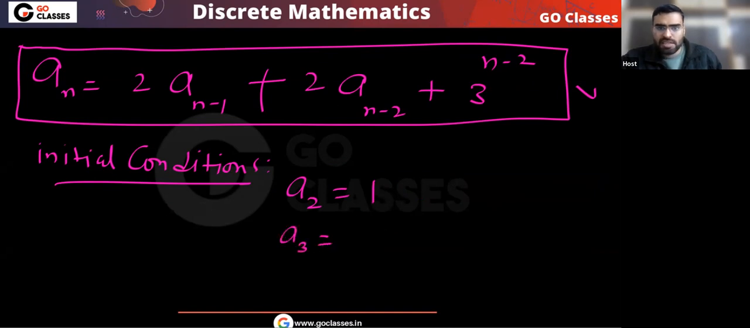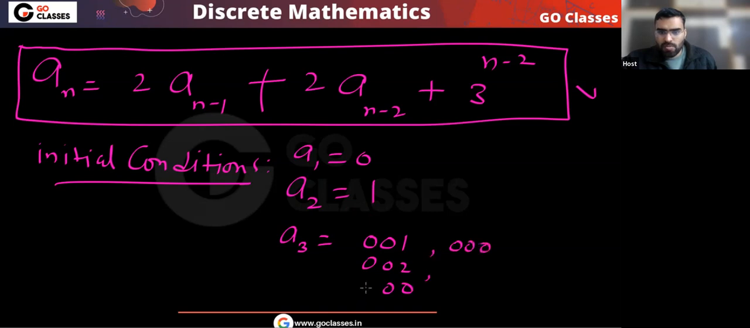And you can find what is A3. Consecutive 0 must be there, so A1 will be 0. You can find A3 also. A3 will be, you must have consecutive 0, so maybe 0, 0, 1, 0, 0, 2, or maybe 0, 0, 0, 0, 0, or 1, 0, 0 or 2, 0, 0. So actually A3 must be 5. Can you check? Is it coming 5?